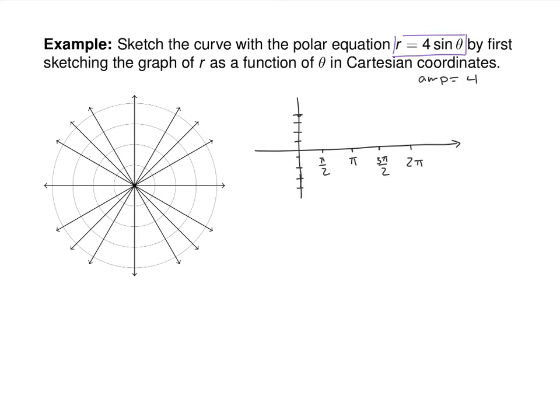All right, so the sine theta equation starts at 0, 0. By pi halves, we're up to 4. By pi, we're down at 0. By 3 pi halves, we're down at -4. And by 2 pi, we're back to 0. So there is that curve in Cartesian coordinates.